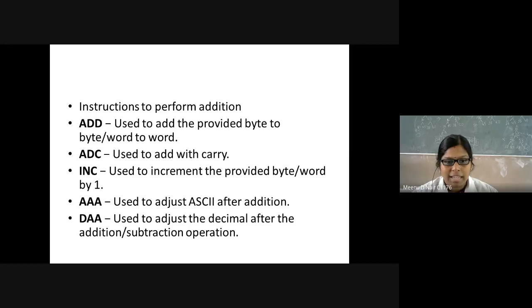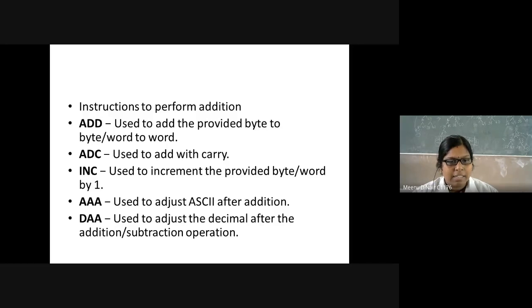What is AAA? What is DAA? Differentiate between AAA and DAA. These types of four commands you can expect. So you read in between the lines, then only you can write all those things. AAA means adjust ASCII code. What is ASCII code? Numbers and letters will be there in the ASCII code, right? So you have to adjust the ASCII code after addition. ASCII after addition, that is AAA.